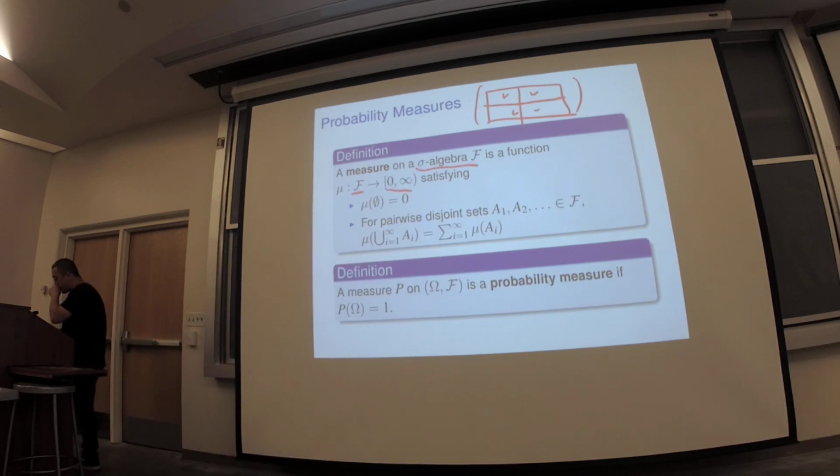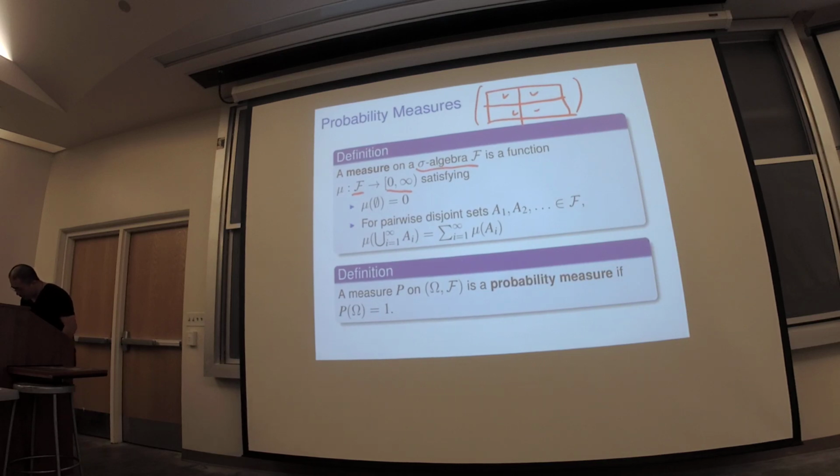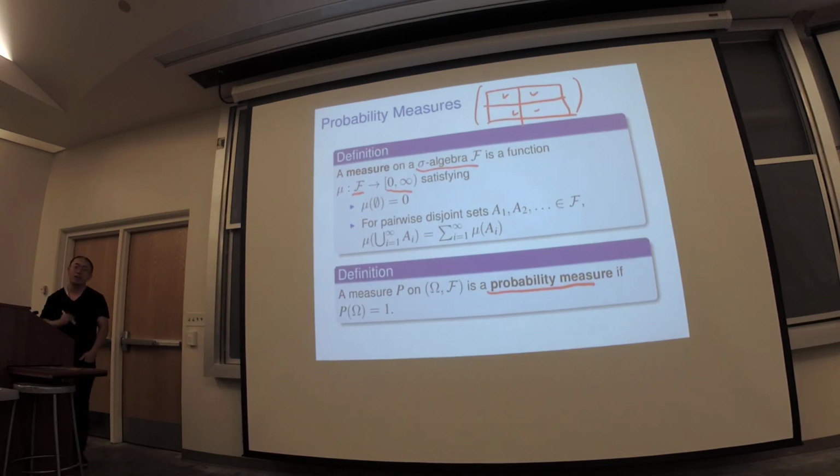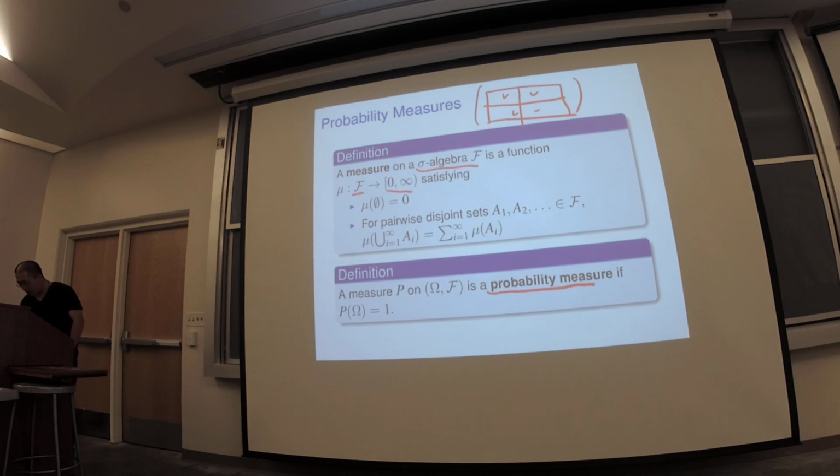Given the definition of measure, we can further define the probability measure. So what is a probability measure? First, it is a measure. Second, the measure over the entire sample space is 1. That is called a probability measure.